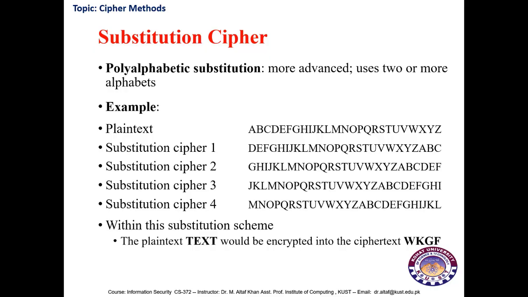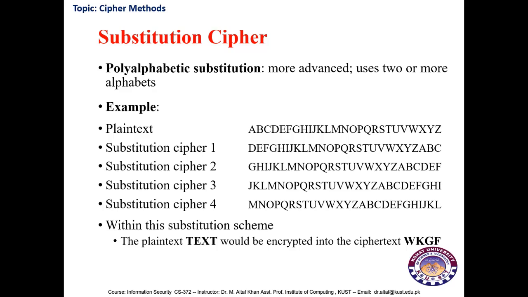with substitution cipher 3. In substitution cipher 3, the equivalent of X is G, and in the plain text the last letter is T, so that T will be substituted with substitution cipher 4, and the equivalent of the letter T in substitution cipher number 4 is F. So the resultant letter in the cipher text will be generated as F. So this is the method which can be used in polyalphabetic substitution.